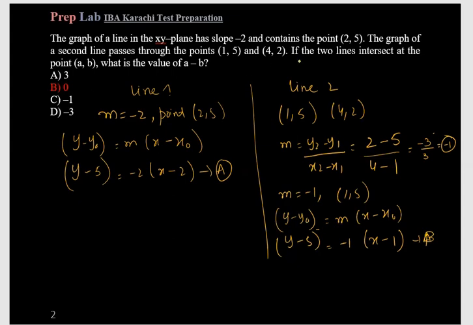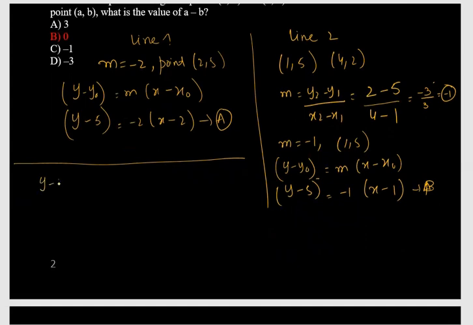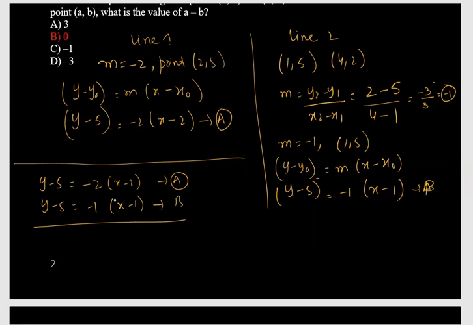So you have 2 equations. Now they intersect, so what will you do? You will solve it through simultaneous equations. So this is y minus 5 equals -2 times x minus 2, equation A, and y minus 5 equals -1 times x minus 1, equation B. Okay, so you know that these are equal. This side is y minus 5 and that side is y minus 5, so that will be cancelled out.